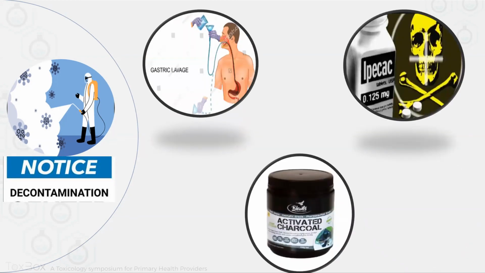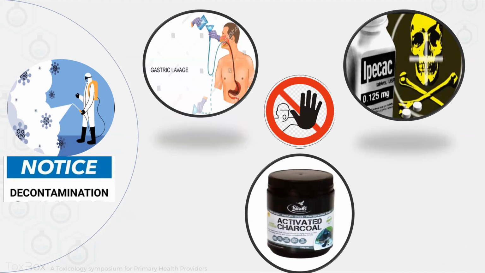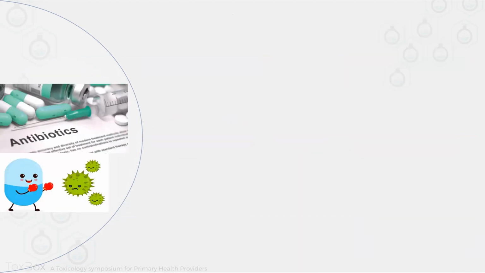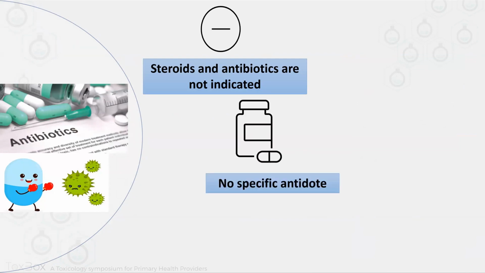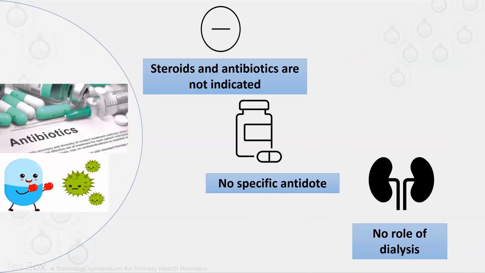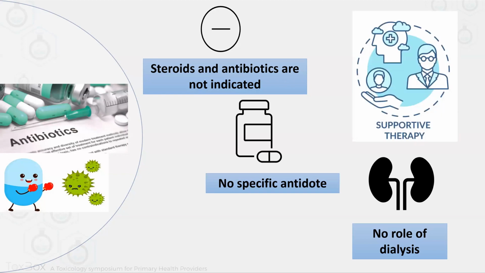The second thing, do you need to do a gastric lavage, or do you need to give the patient ipecac to induce vomiting? And what is the role of activated charcoal? Based on evidence, all of these three types of decontamination are not recommended at all, and you shouldn't do that. And what is the role of antibiotics and steroids? Based on evidence, steroids and antibiotics are not indicated in hydrocarbon toxicity, and there is no antidote for this type of substance. Also there is no role of dialysis. So the mainstay of management is supportive therapy, as we mentioned in the beginning.